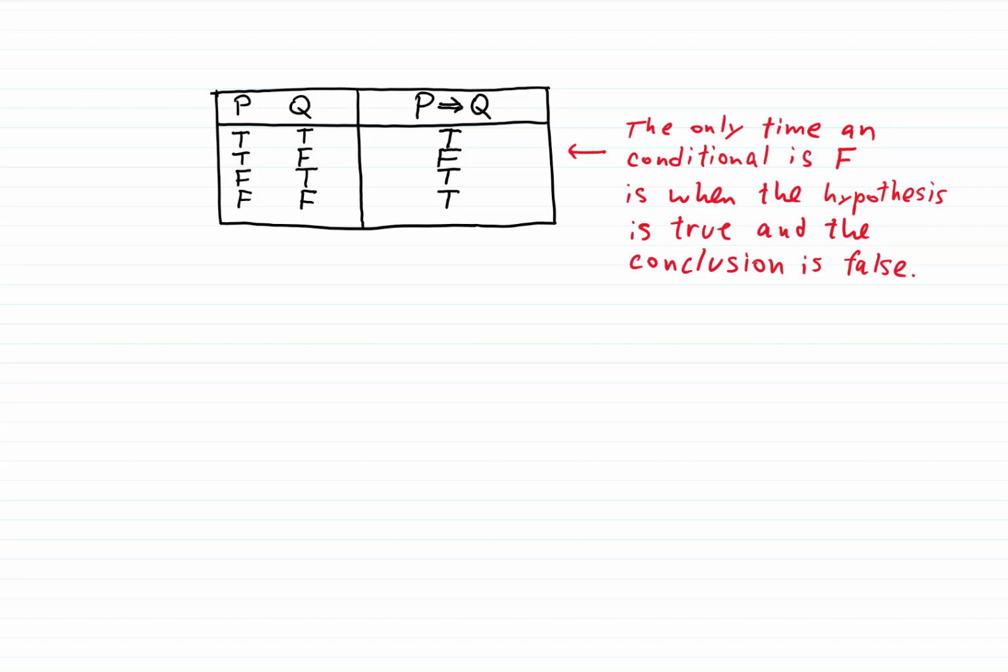So let me explain to you where we're coming up with these truth values from. Okay? So let's write P is the statement I ate breakfast.